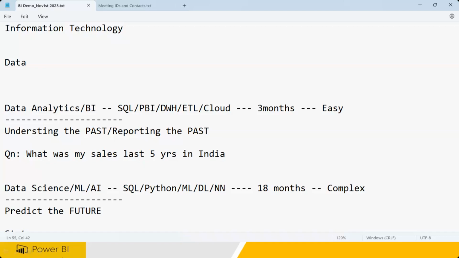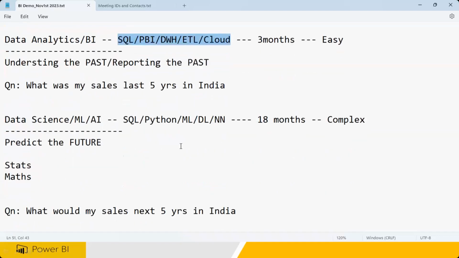Clear? So as part of data analytics, we're going to be learning all these courses. I'll be talking about them one by one today and tomorrow, so don't worry about them. If you want to get into data science, everybody is saying machine learning and artificial intelligence will give you a lot of opportunities. But remember, it is very complex, an 18-month syllabus. It is not a one-day course. You need to know stats and maths very well.